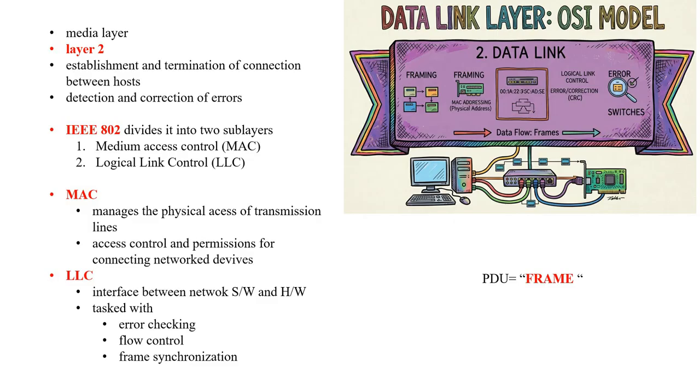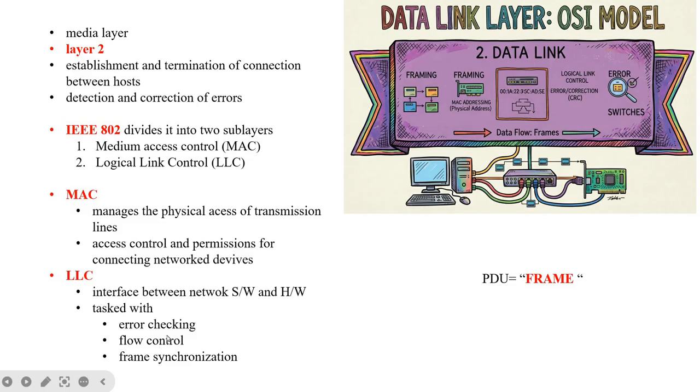The logical link layer acts as an interface between the network software and the hardware, and it is mainly tasked with what? Error checking, flow control, and frame synchronization. And the protocol data unit which is used here is the frame.